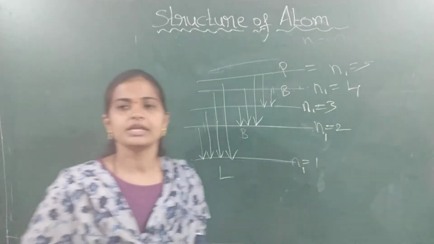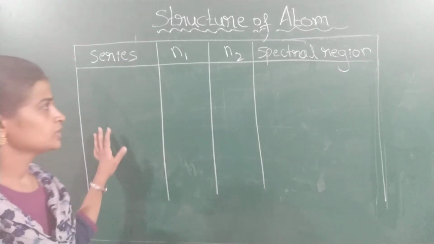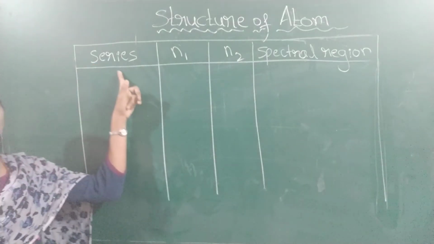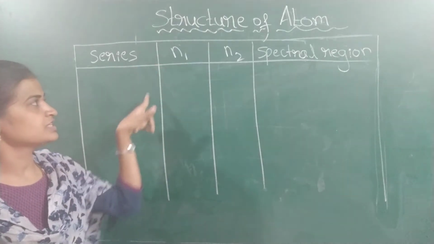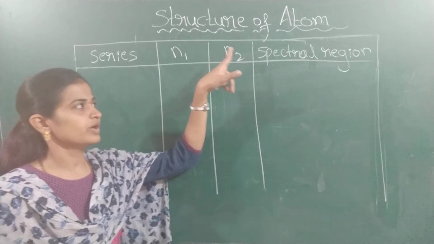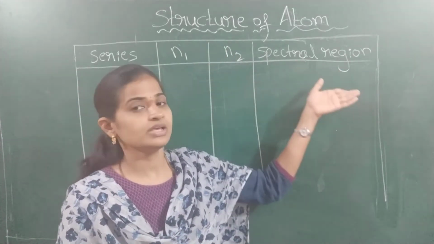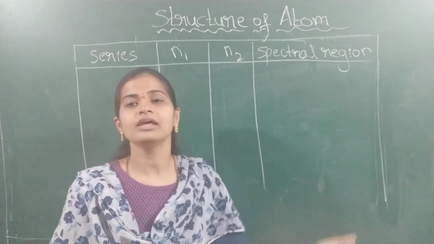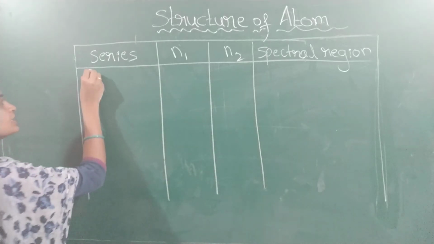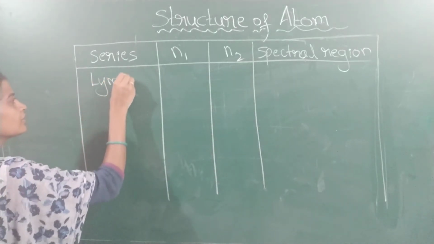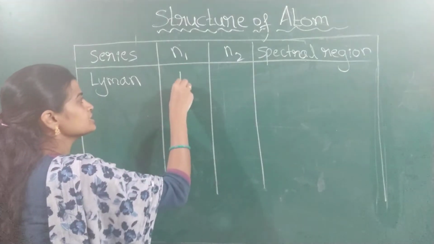That we will study by writing a table. Look at this table, students. How many series have we found? The table has the name of the series, the value of n1, the value of n2, and the spectral region in which those lines are visible. See here, the first one is the Lyman series. For the Lyman series, the n1 value is 1.